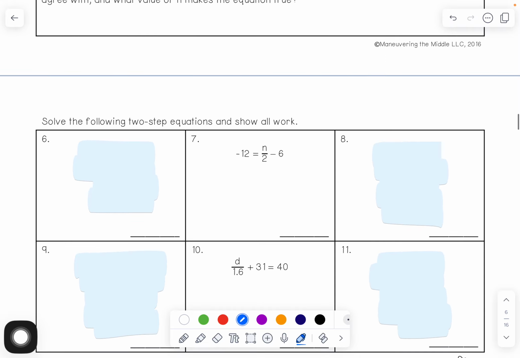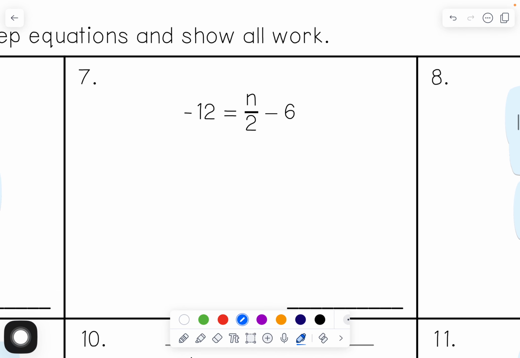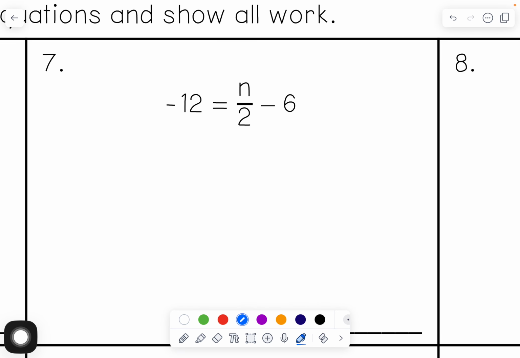Okay, turn the page. So a couple of examples here that we're going to do together, and then I'm going to have you work on the other 4 on your own before we get to the word problems. So first up, we have a 2-step equation. Again, you always want to start farthest from the variable, so we'd like to start with the constant.